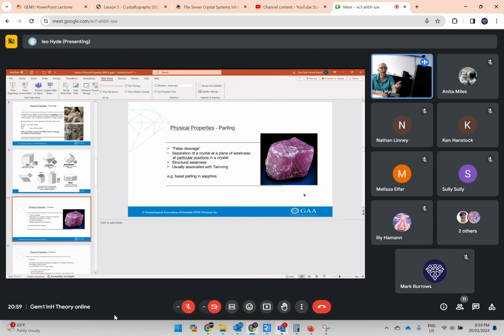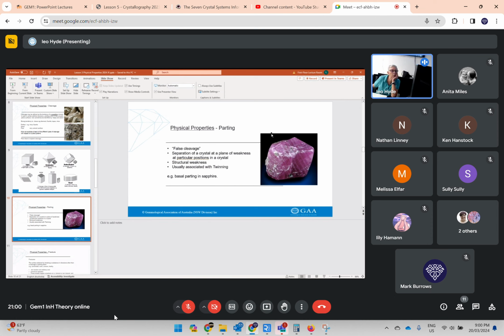The parting, for example in ruby or sapphire, especially ruby, is only at the twinning planes. So it's not cleavage, where it's going to happen all the time in that direction. It happens in a particular direction, but only at particular spots, which is very different from cleavage, say with mica, where it's going to keep doing it all the time. This only has that plane of weakness at the edges of twinning planes, and they call that parting.